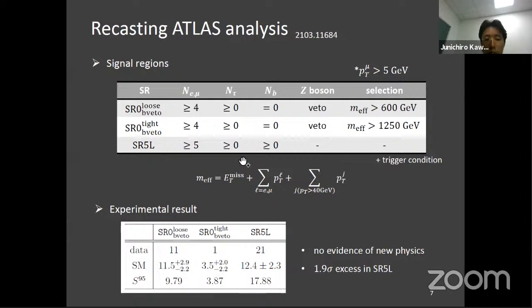And here is the experimental result. Unfortunately, we don't have a very significant excess above the standard backgrounds, but a bit interestingly, we have some excess in the one signal region requiring 5 or more leptons. This is just 1.9 sigma, but as I said, our model predicts more than 6 muon signals, so we may be able to explain this excess. So it's worth studying whether we can explain this excess. I shall discuss this later.